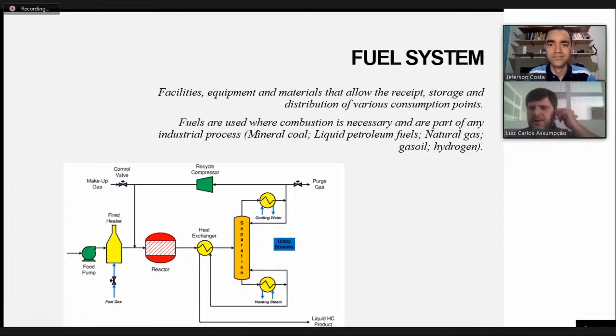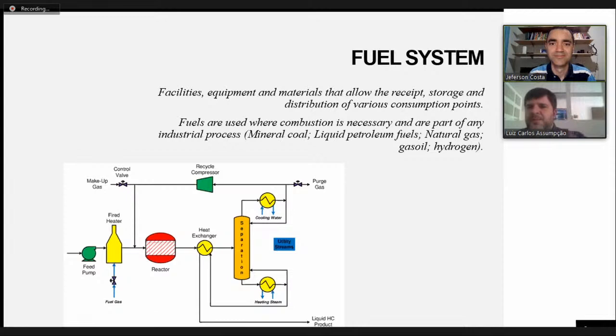Sorry, Luiz, in this specific case, it's funny because if you are using natural gas to produce something, it is a raw material and part of the process, right? But if you are getting the natural gas only to burn it and get energy, it is a utility, right? Yeah. There is this difference, and in the same plant you can have the natural gas doing both things, as a raw material and as a utility. It's common.